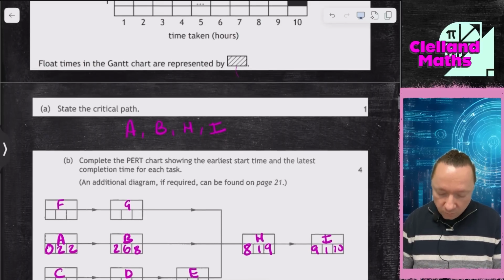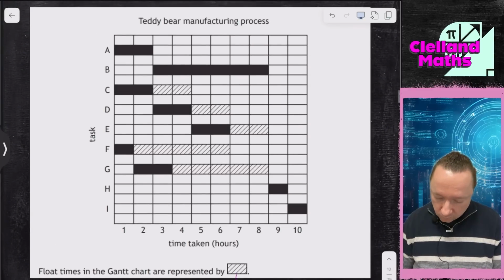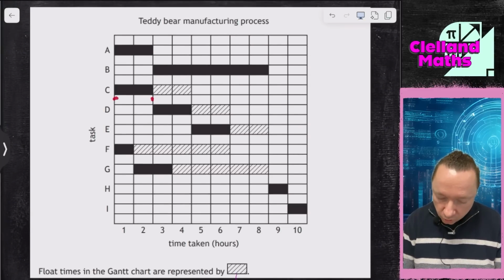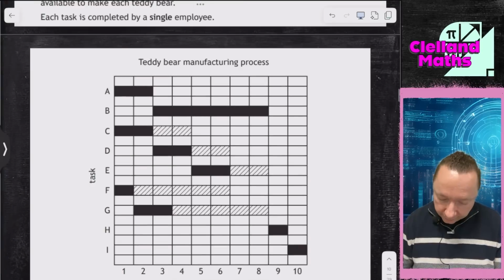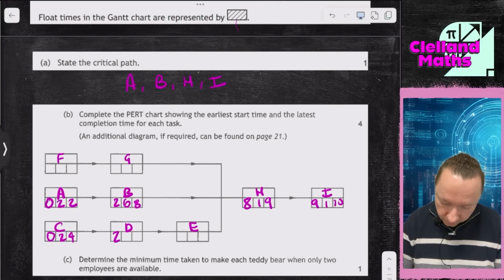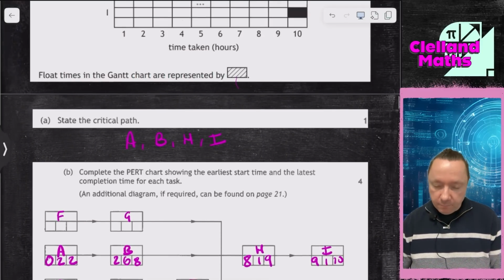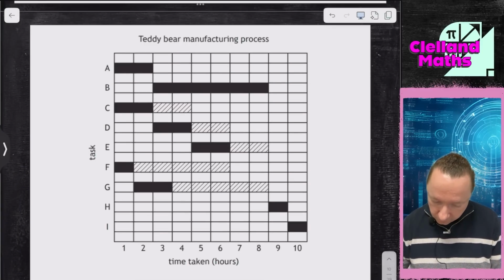So let's start off with the bottom, C, D, and E. C: 0, 2, 4. D: 2, 2, and then 6. E: 4, 2, 8.